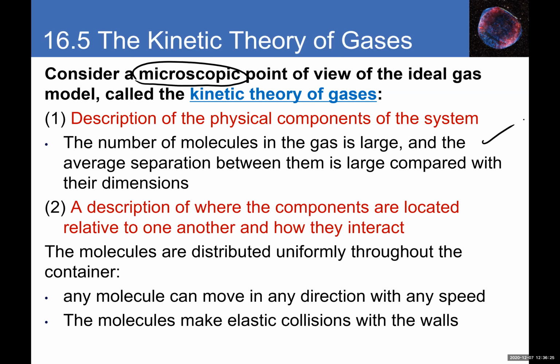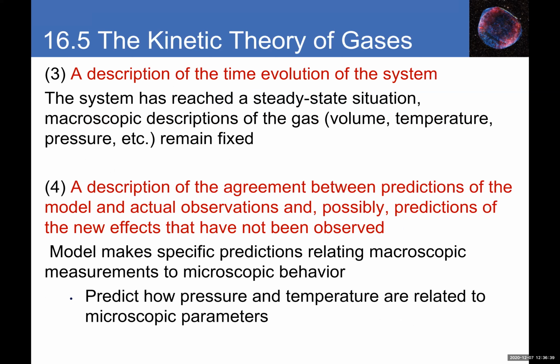The molecules make elastic collisions with the walls. Okay, elastic means that energy is conserved and momentum is conserved. That's the important thing about elastic. All right. So the description of the time evolution of a system. This theory also represents that. It describes the time evolution of the system. The system has reached a steady state situation, a microscopic description of the gas.